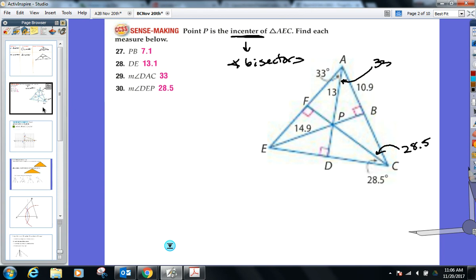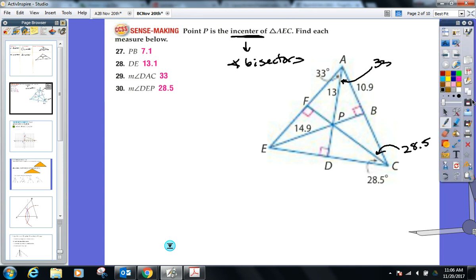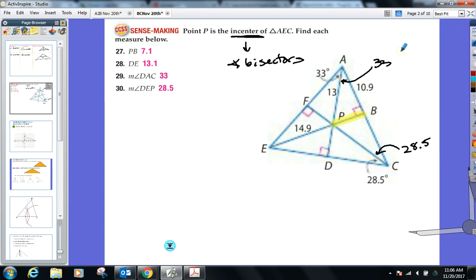Next up, first question was find PB. Here's PB. It had nothing to do with the incenter. Nothing. What type of triangle is PB a part of? And don't you know two sides? How do you find the third side of a right triangle if you already know the other two? I guess we haven't covered that yet.